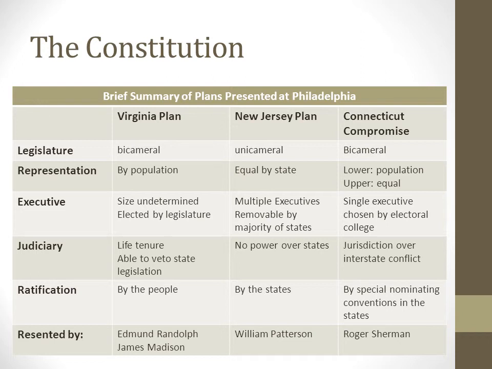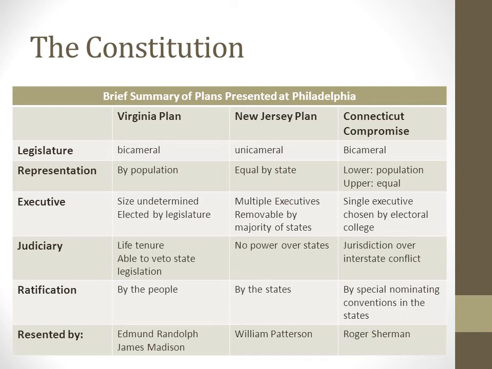For the executive branch, the Virginia plan actually did not determine the number of executives, but they did decide that they would be chosen by the legislature. The New Jersey plan wanted several different executives. So imagine, rather than 1 president, having, say, 5. But they also put in a provision where those people could be removed if the states chose to remove them. So through compromise, they ended up selecting a single executive, and so we have 1 president, and that president is chosen by the Electoral College.